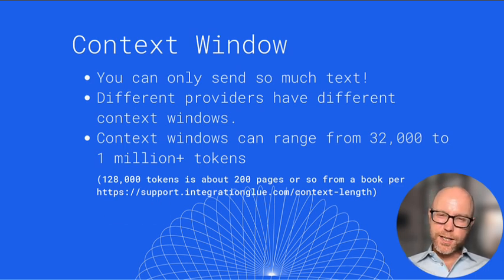A token is roughly a word. It's not quite a word. It doesn't break down by that. Words can change in size. But that translates to, according to a website I found, roughly about 200 pages from a book. So that's quite a bit.